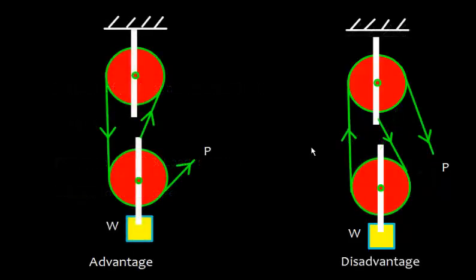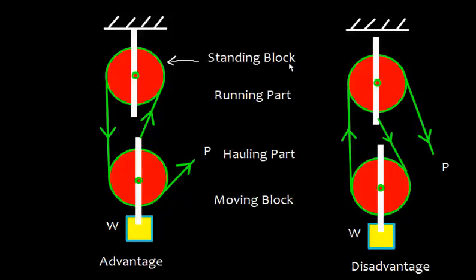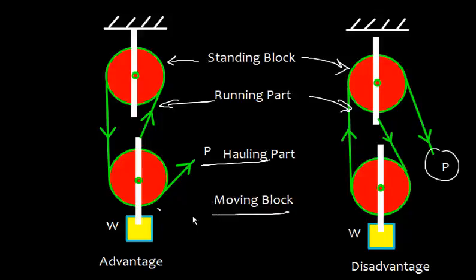Now you may be wondering how it is called rig to advantage or rig to disadvantage. So if the direction of pull and direction of the movement is same, so here is the pull and direction of movement is also same, it is called rig to advantage. However, here the direction of pull is downward and the movement of this block will be upward. So this is called disadvantage rigging. This is a standing block, and these are the running parts, the parts which move, and this is called hauling part. This one is also hauling part, and this block is called moving block, the block which moves here.